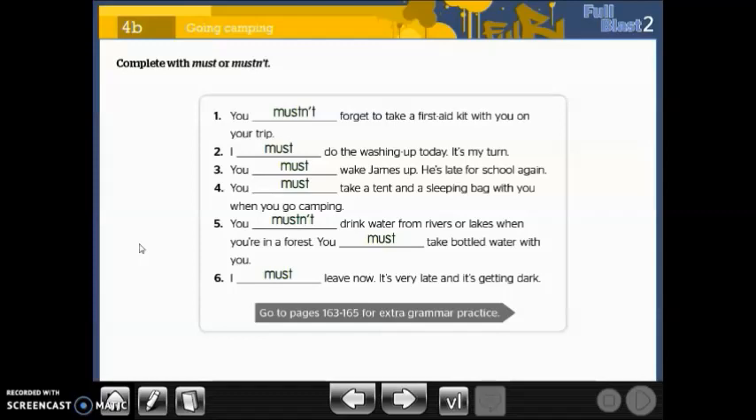And as a homework in your workbooks, page 111, exercise B and C, you are asked to do these two exercises as a homework.